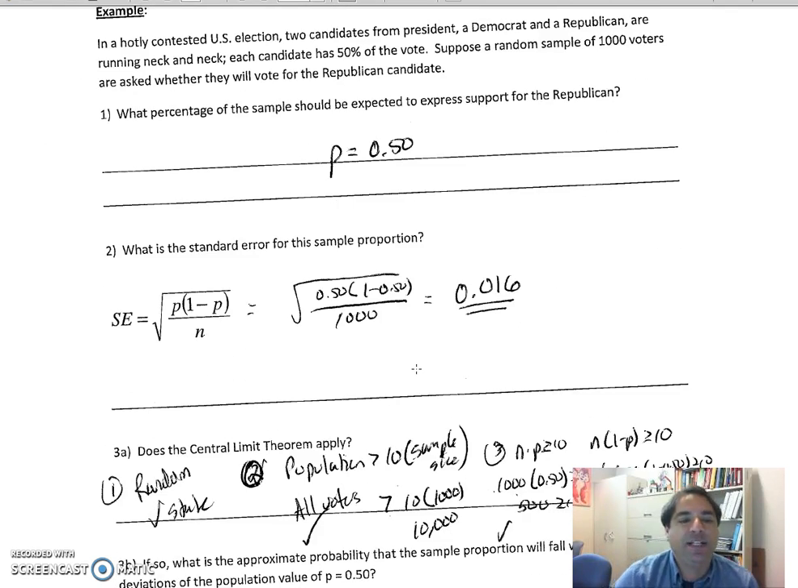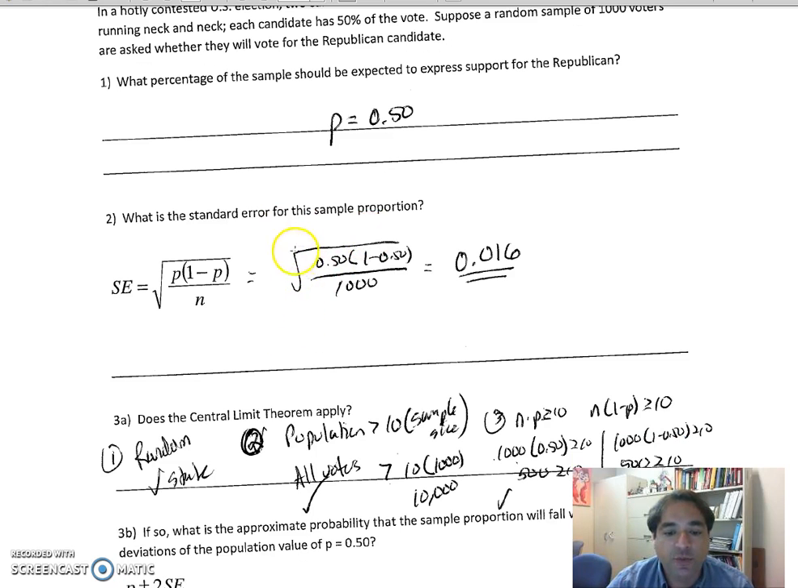Okay, this example says, in a hotly contested U.S. presidential election, two candidates, Democrat and Republican, are running neck and neck. Each candidate has 50% of the vote. Suppose a random sample of 1,000 voters are asked whether they will vote for the Republican candidate. So we're assuming that each candidate will get 50%. There's your 50%. To determine the standard error, it's that formula again, square root of 0.50 times (1 minus 0.50) divided by 1,000, which is 0.016.